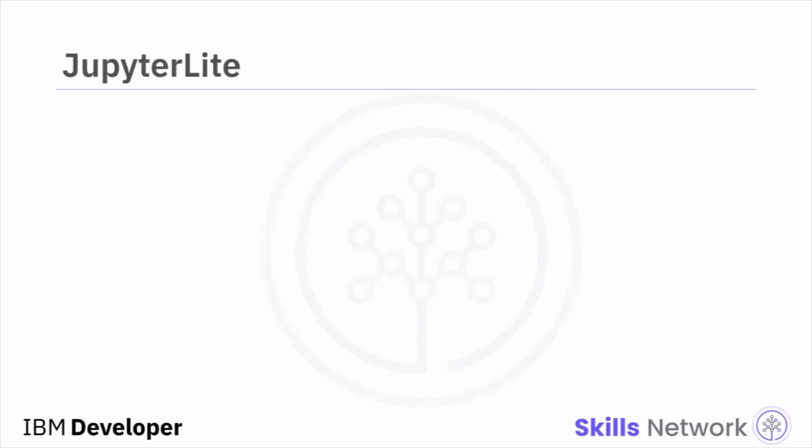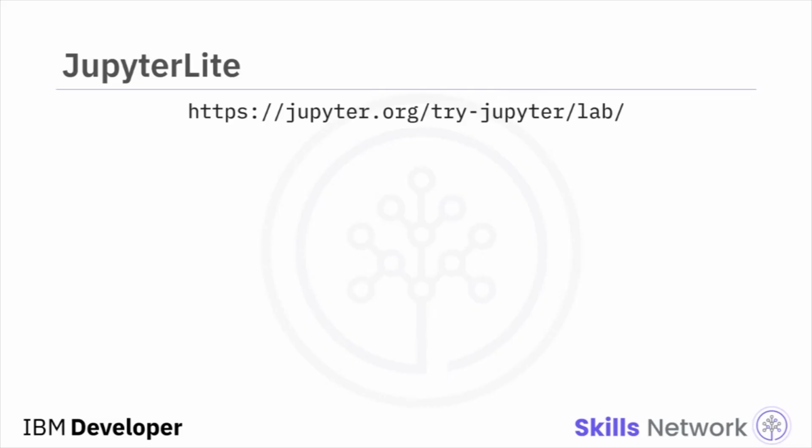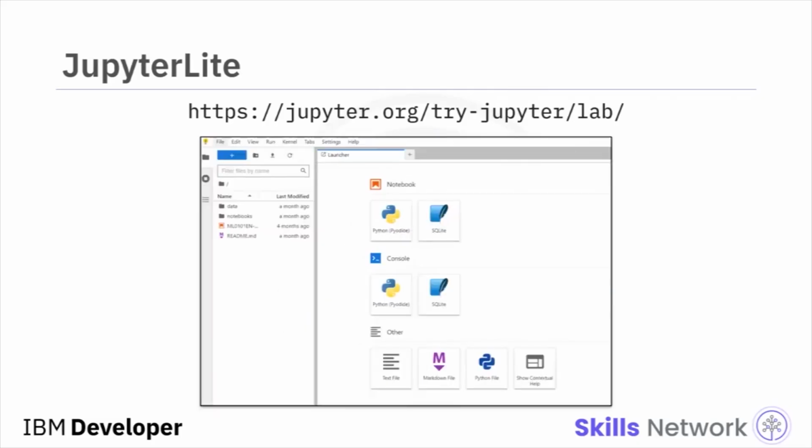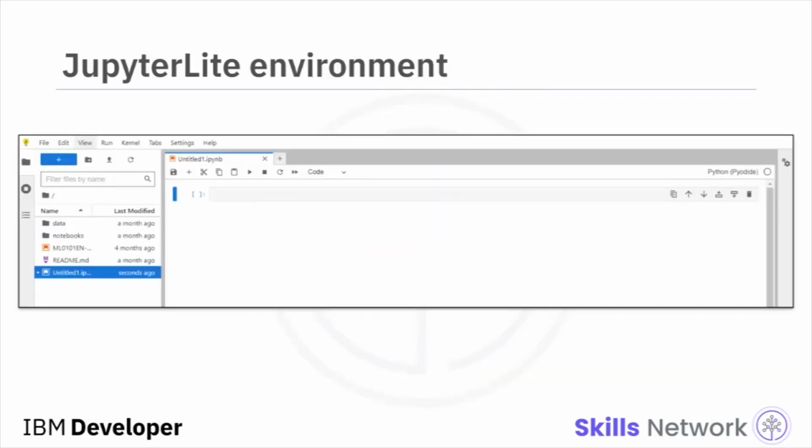To launch JupyterLite, open a browser and type jupyter.org/try-jupyter/lab in the URL field. Then press Enter. JupyterLite will appear, and next click Python Pyodide. Here is a view of a JupyterLite notebook. We know this is a JupyterLite notebook because we see the kernel is Python Pyodide. This kernel allows installing and running Python packages in a browser.